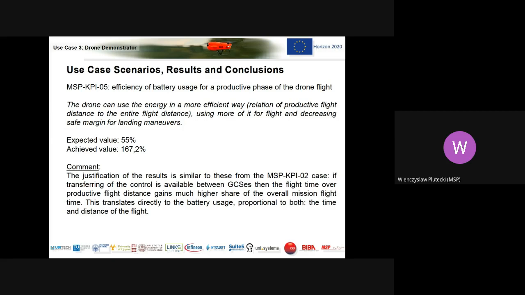And the last KPI presented here is the efficiency of battery usage for the productive phase of the drone flight. So this is about how the energy of the battery is used in a more efficient way. The expected value was 55%, and again, a spectacular result, 167%, but I remind you this relates to the productive phase of the flight, not to the total mission, not to the total project, but the productive flight distance of the single drone. So the explanation or justification for this result is the same as for KPI number 2.